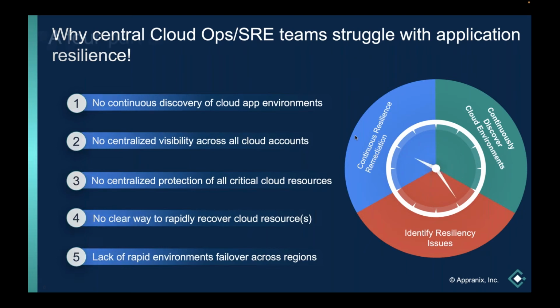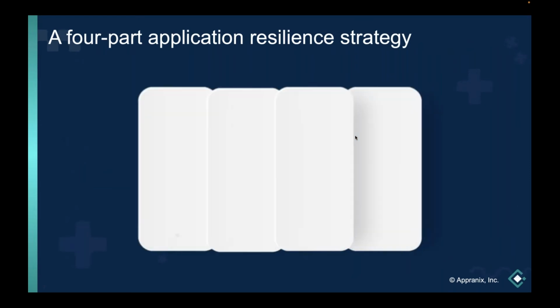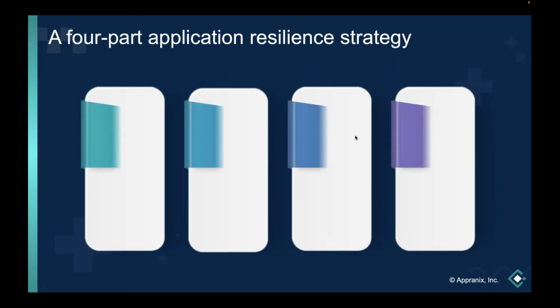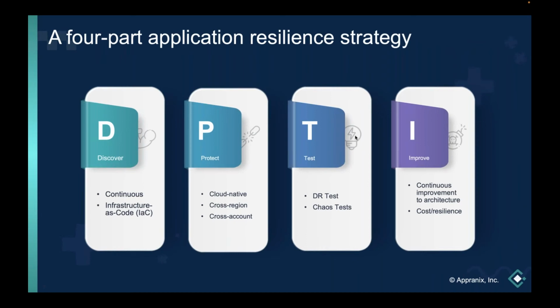Right? Now, we can think about all different ways, and I try to come up with something nicer instead of DPTI, I could come up with something better. But the idea is that you can have a 4-part approach to this. First of all, you've got to be able to discover. Second, we should be able to protect. Third, test, and it's a continuous improvement, right? In order to do this, you have to have certain operational excellence.